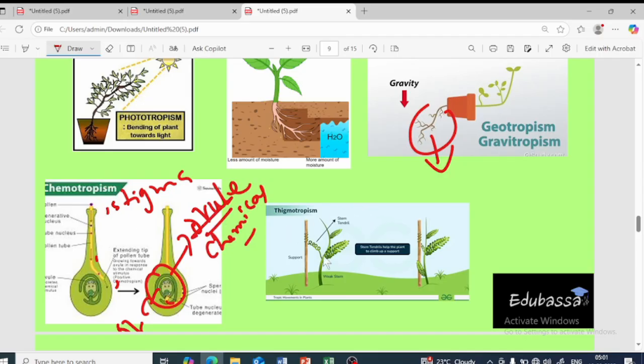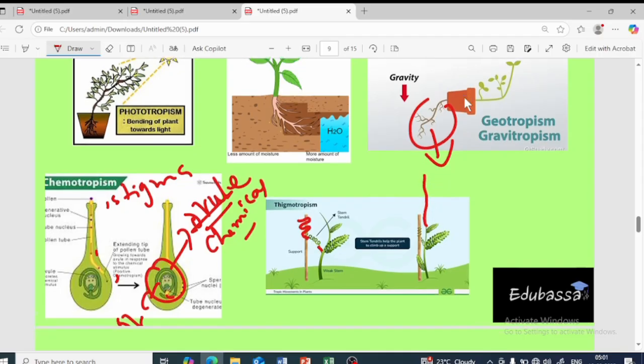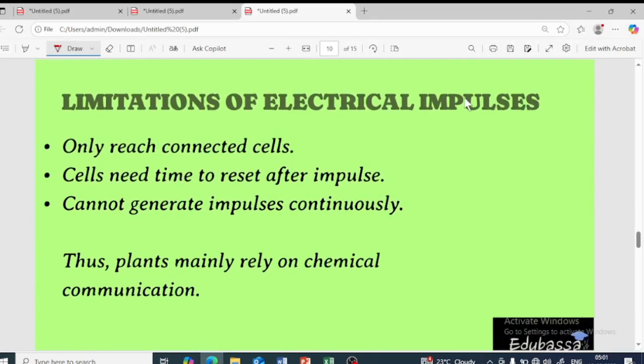Chemotropism. Thigmotropism, you can see here the tendril of the stem, isn't it? As soon as it touches the plant, the growth will be slower. So since the growth is slower, it will encircle like this. Wherever the growth is fast, it will grow like that. Yeah, that is thigmotropism. So until here you learned.